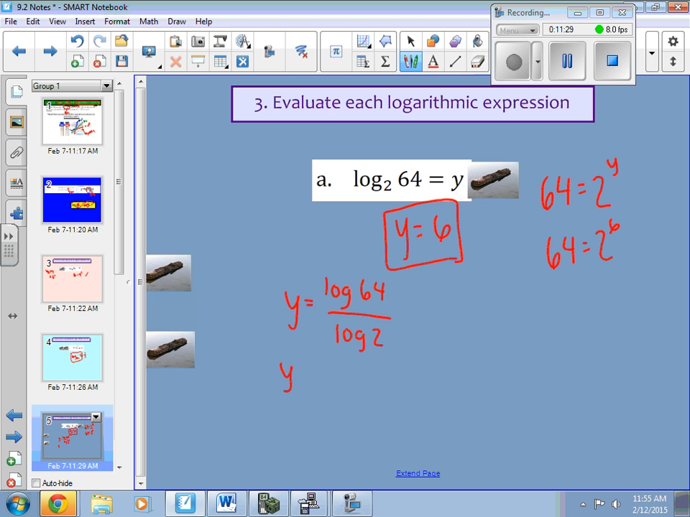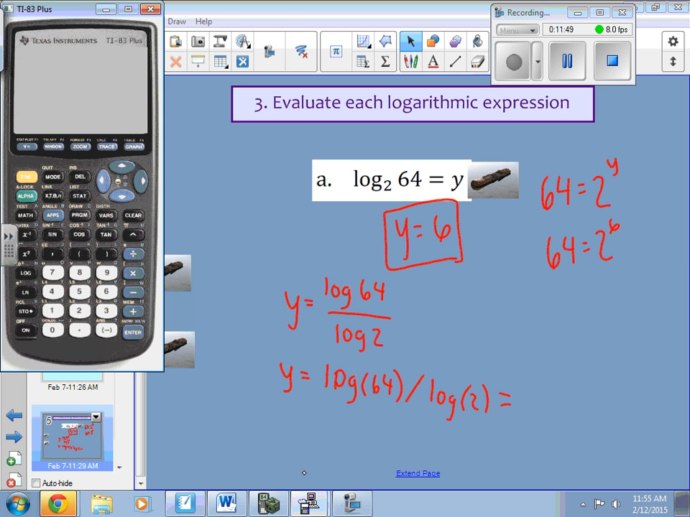Now you got to be careful when you're typing this in. If you type this in your calculator, you're going to need to hit your log button, type in 64, make sure you close up the parentheses, hit your divided by button, hit the log again, hit 2, and then hit equals, and it should give you the answer.